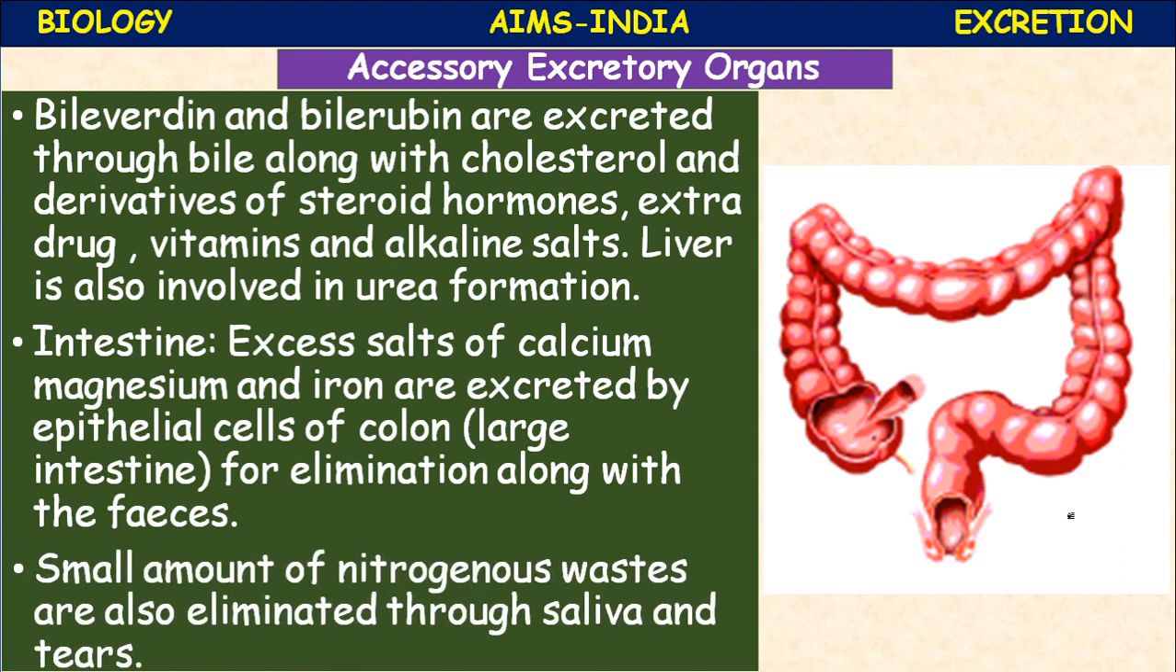Small amounts of nitrogenous wastes are also eliminated through the saliva and tears. Tears are secreted in the eyes. Special glands called tear glands or lacrimal glands are present in the eye. So a small amount of nitrogenous waste materials is also eliminated in the form of saliva and tears.